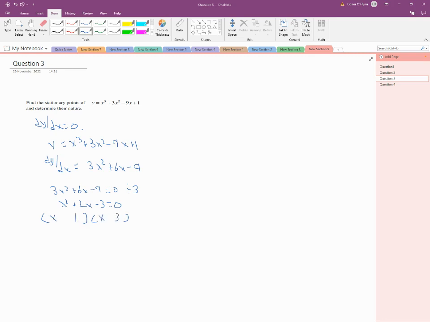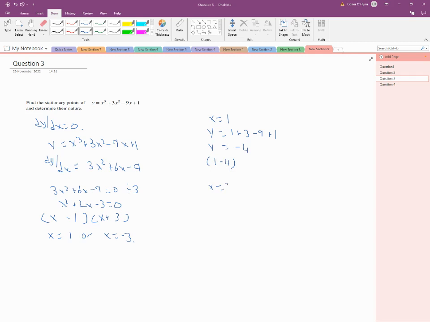Factors of 3 and 1, and that'll be plus 3, minus 1. So x will equal 1. My roots are x equals minus 3. Now, you need to get your y values. So when x equals 1, you're subbing it into your original equation. So that'll be 1 plus 3 minus 9 plus 1. So y will equal minus 4. So 1, minus 4 would be one point.